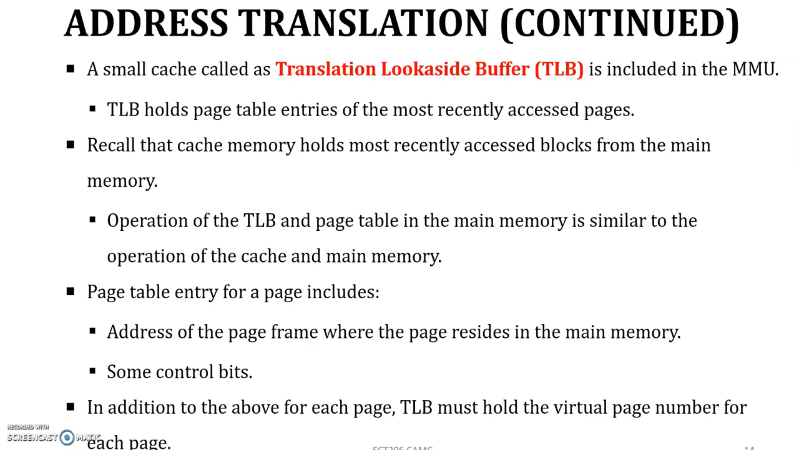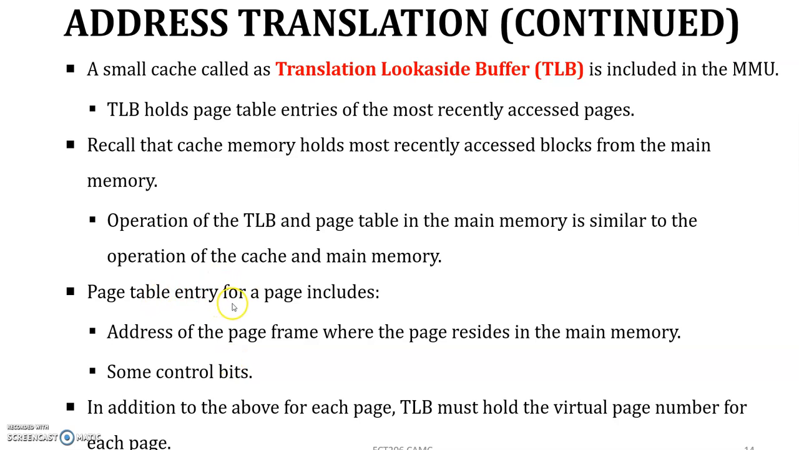Recall that cache memory holds the most recently accessed blocks from the main memory. The operation of the translation look-aside buffer and the page table in the main memory is similar to the operation of the cache and the main memory. Cache memory is just like the main memory. Our TLB is kept in the MMU, and the page table is placed in the main memory. So the TLB is a cache of the page table itself.